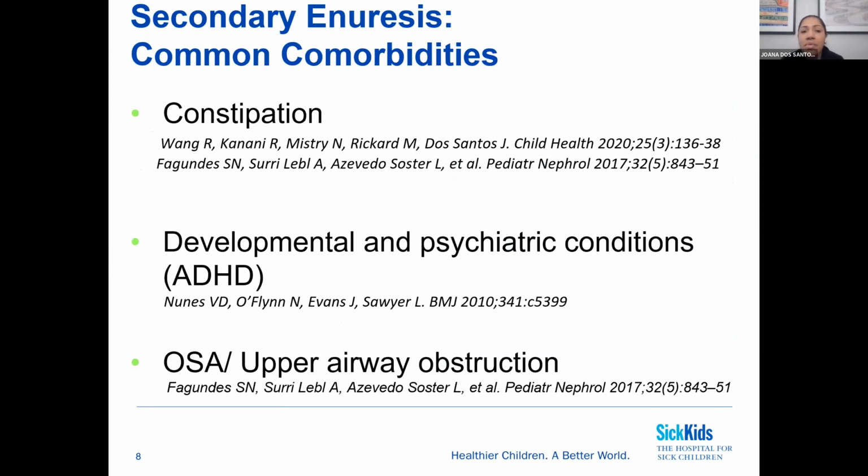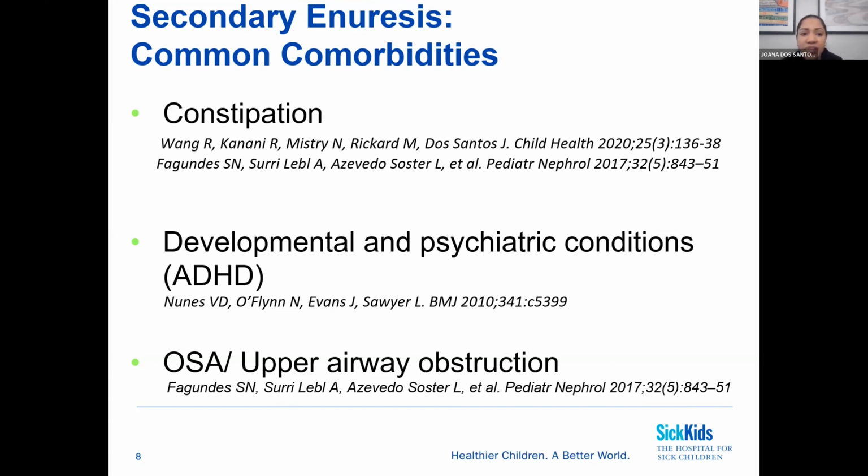In terms of ruling out common comorbidities in secondary enuresis, by far the most common comorbidity will be constipation. So it's very important to identify and treat constipation. In many instances, just by treating constipation, enuresis gets better. And if you don't treat the constipation, the enuresis will take longer or become refractory to treat.